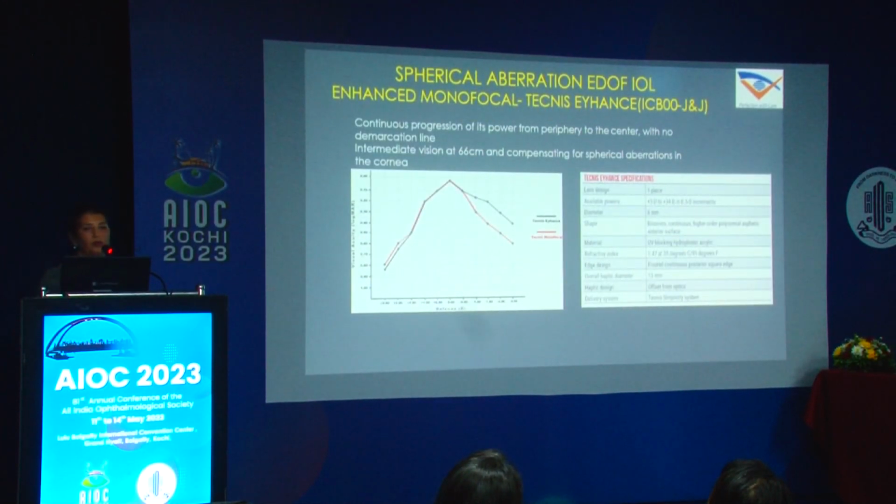Then you have the enhanced monofocal lens, which came from the Tecnis Eyhance lens. Again, it's based on spherical aberration. It's basically a monofocal, giving a little bit more intermediate vision. But if you do a micro monovision with these kinds of lenses, they do work well. And again, there are no side effects. So it's a very safe lens to use.